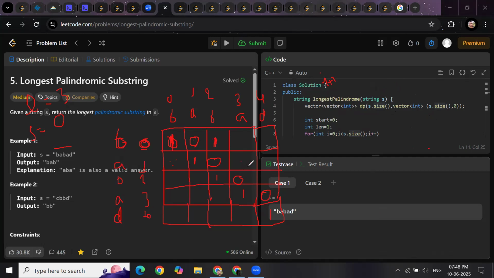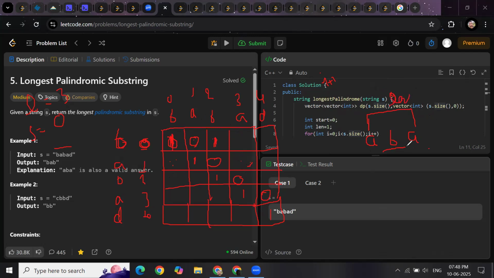Okay. So now I am at this cell. Starting with A and length 3, so it is A, A, B, A. Now I will check whether this character and this character are equal. Yes, they are equal.